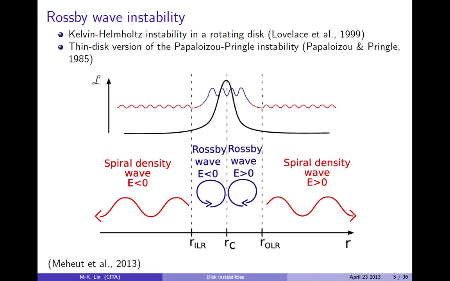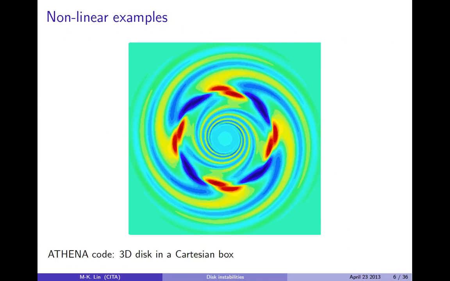So in practice, in the nonlinear regime, if you simulate this for a couple of tens of orbits, you will find vortex formation. This is a simulation I did with the Athena code. It's a three-dimensional disk, but in a box geometry. Now what I've plotted here is the density perturbation, so I've subtracted off the background bump. What you see here is the pairs of disturbances on either side of the bump radius.